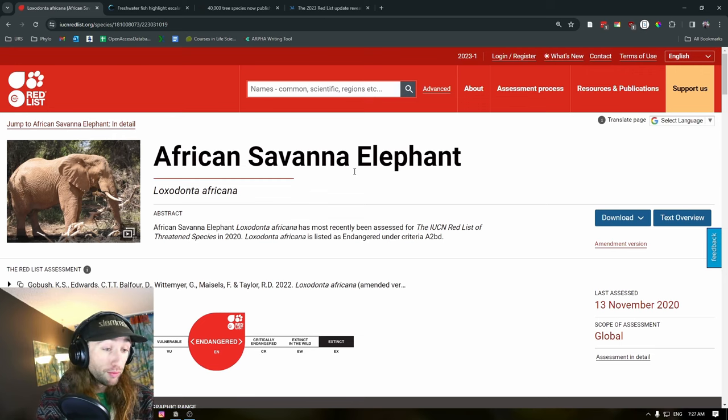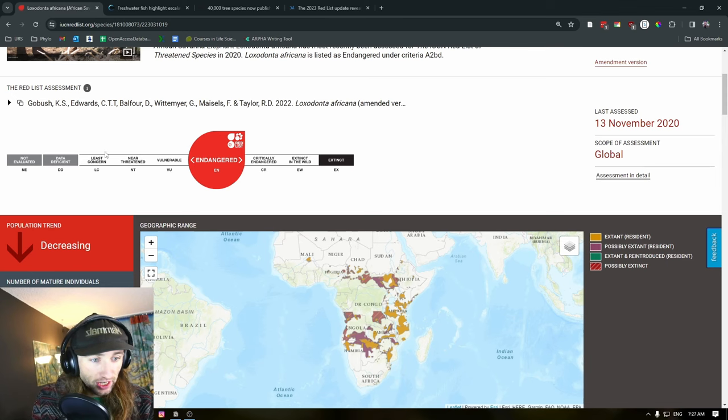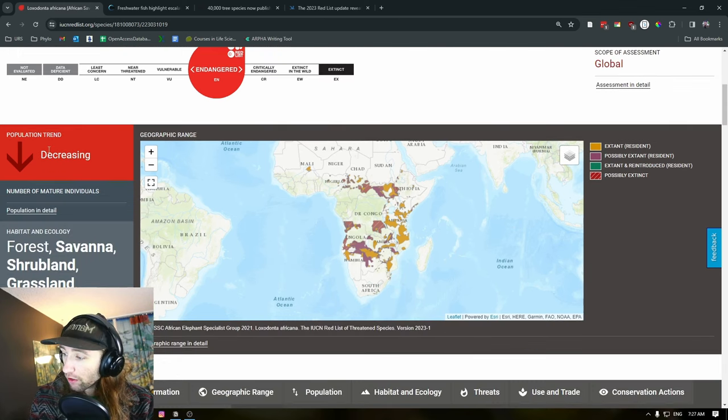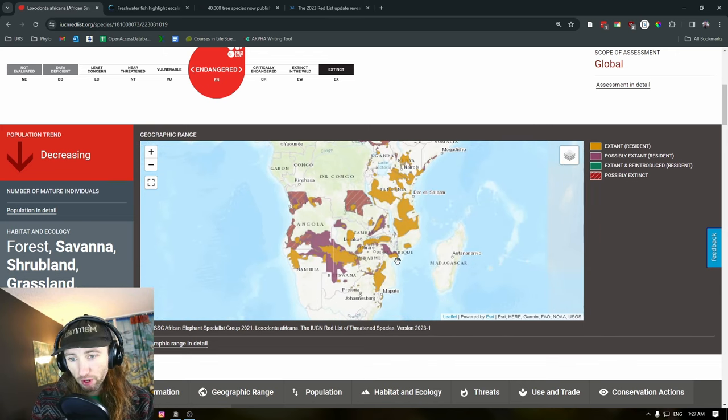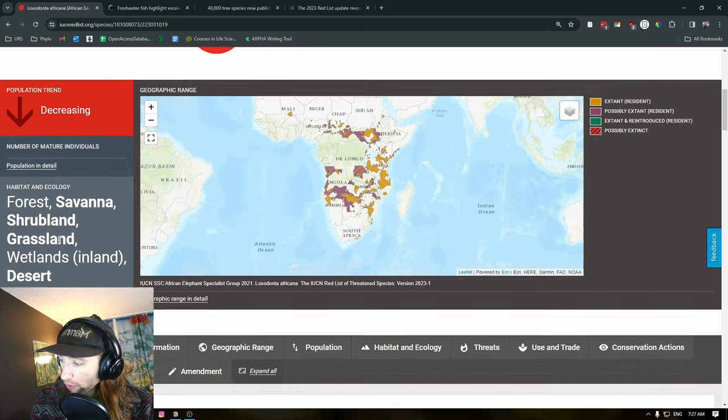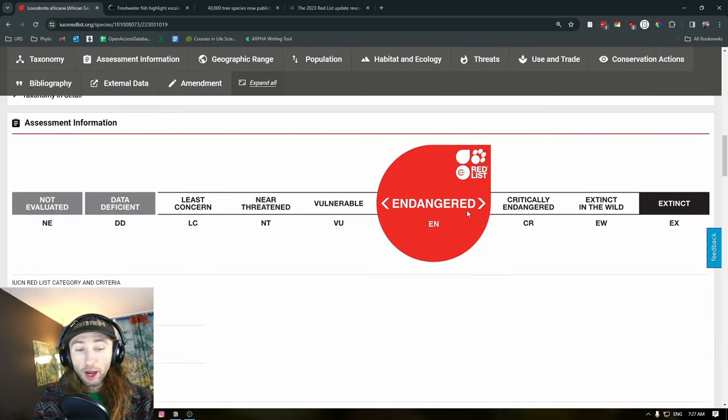So for example, if we want to look at the African savanna elephant, we can see that it is endangered. There are many categories that we'll discuss in just a second, but we can also see population trends. We can see rough ranges, where this yellow is their current actual range, with possibly extinct ranges, and a whole slew of information about why a particular organism has been assessed to be endangered or least concern.